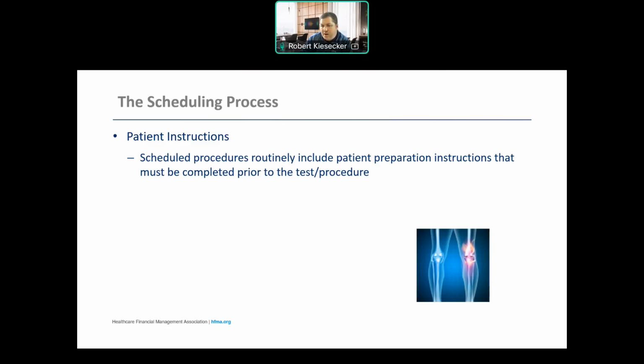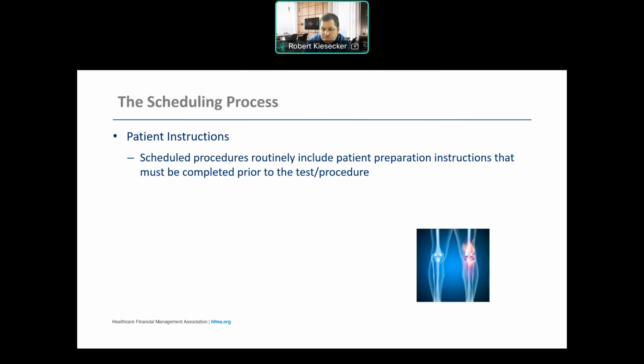Before finalizing the scheduling contact, all components of the scheduling contact are reviewed and validated. So make sure that the patient understands what the expectations are. This important step is used to verify that the patient has complete and accurate information. The following information should be reviewed as part of the scheduling finalization. Okay, so these are some of the things that should be reviewed.